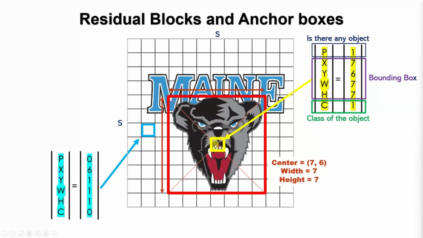For this grid, as we can see, the center is like 7 and 6, the width is 7 and the height is 7, and the probability that there is an object here is 100%, and as there is only one object, which is a black bear, it will be 1 for this one. But for this grid, as we can see, it is telling that there is no object present here. The presence of object is 0, so we can disregard the rest of these 5 elements.